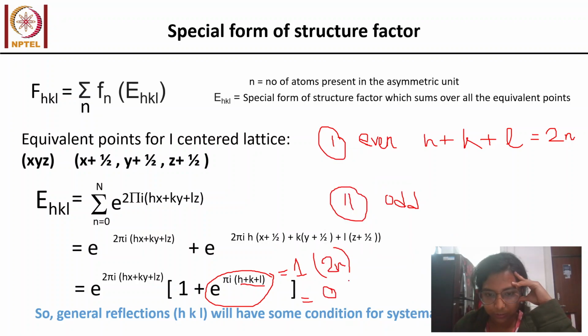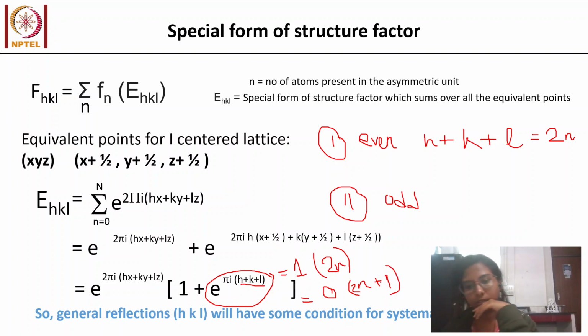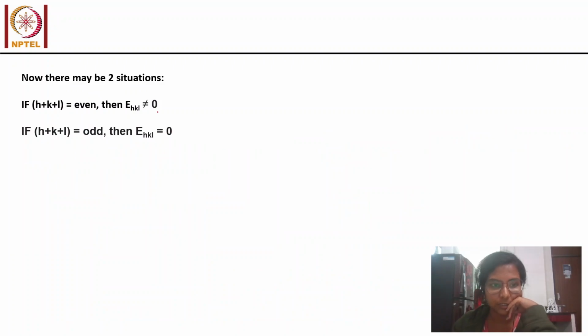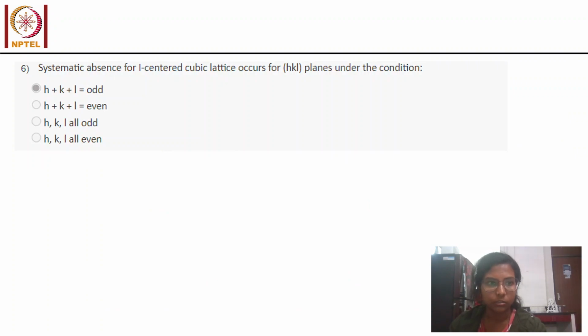Yeah, because it is difficult to do on the laptop screen, for n, for 2n. 2n means even. So 2n plus 1 means it is odd. So then if it is becoming 0, it means that it will be systematically absent, right? So if h plus k plus l is odd, then it will be 0, it will be systematically absent. So this was the question, what is the condition for systematic absence? So it will be this one.